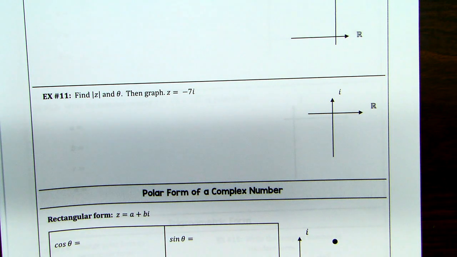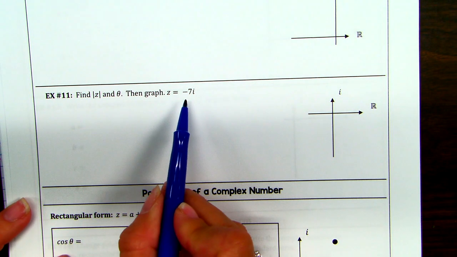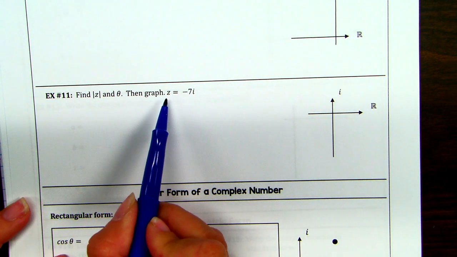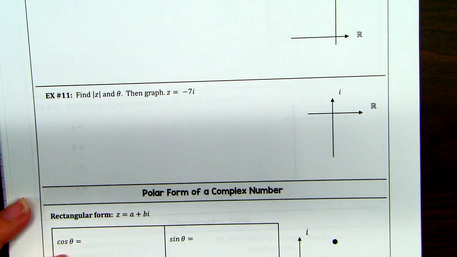We have to find the absolute value of z and theta, and then we're going to graph, okay? So let's start by graphing. I think that's the easiest, and it helps with these two, and you'll see why.